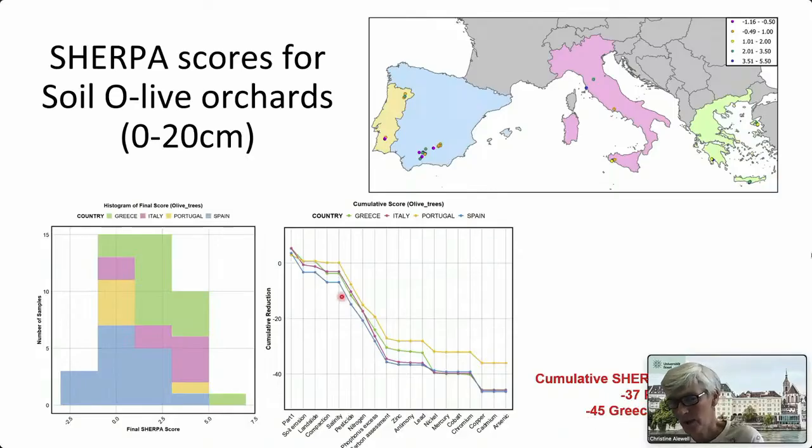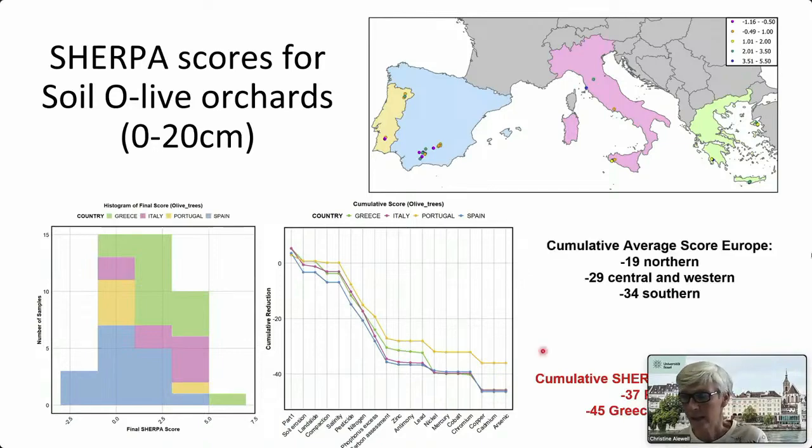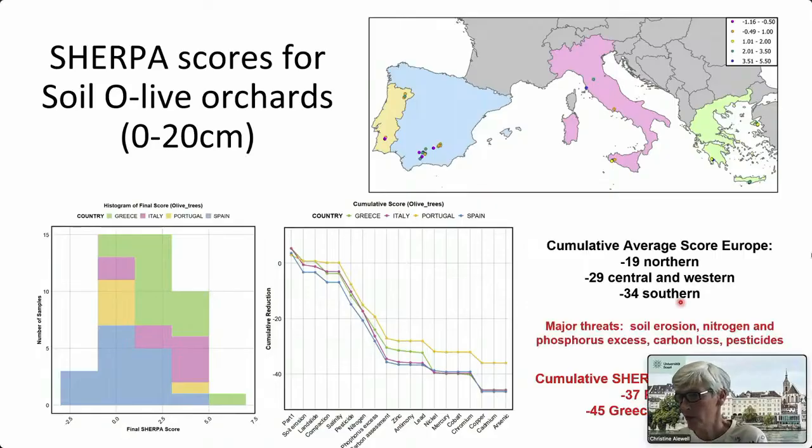If we add up all these different processes and compare this again to the croplands of Europe, you see these are quite a bit higher, especially in the northern and central western regions. So we see that we have really a severe degradation overall in the orchards of the Soil O Life project. And the major processes are again soil erosion, nitrogen and phosphorus excess, carbon loss, and pesticides.